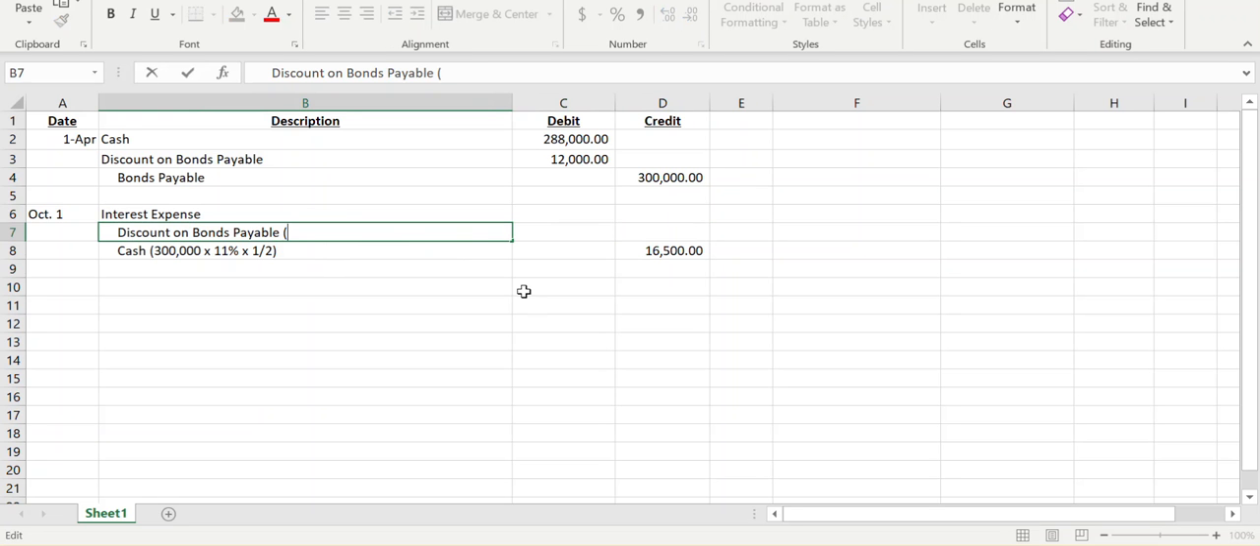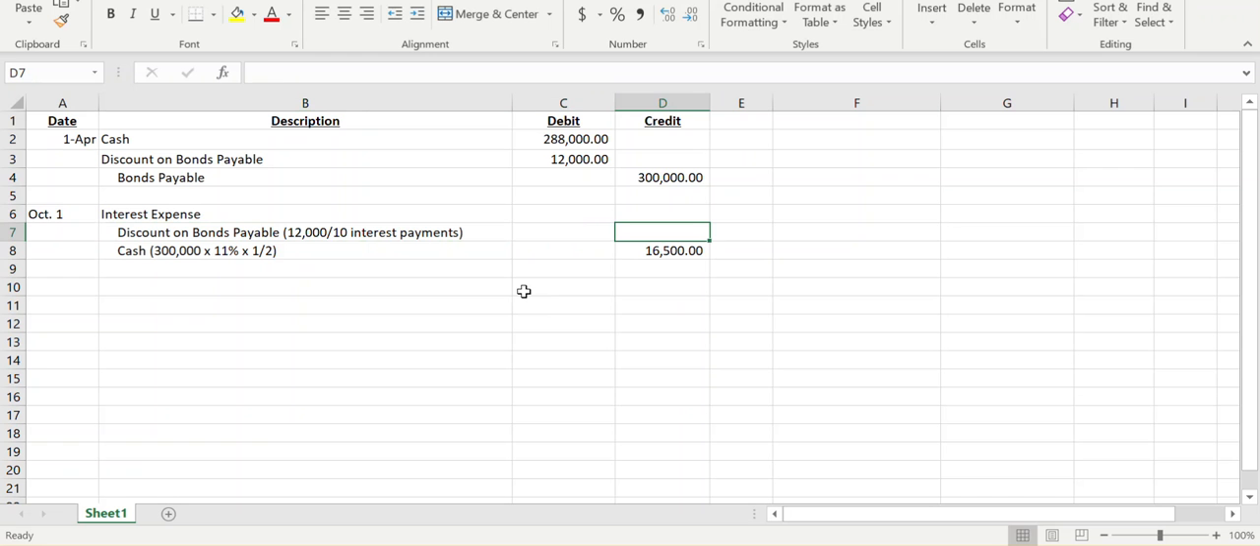For our discount, we have $12,000 in total, and we divide it by the number of interest payments that we're going to make. It's a 5-year bond. They make 2 interest payments, so we have 10 interest payments that we make. So we're going to reduce our discount by $1,200, and simply the sum of those two values are going to be the amount of interest expense that you record under that straight line method.